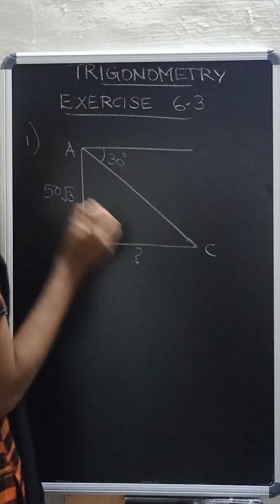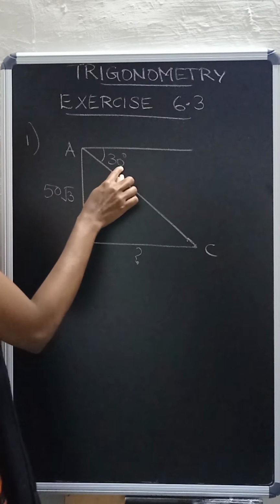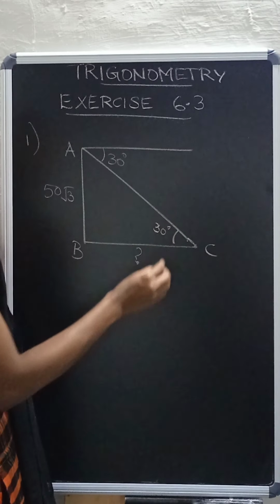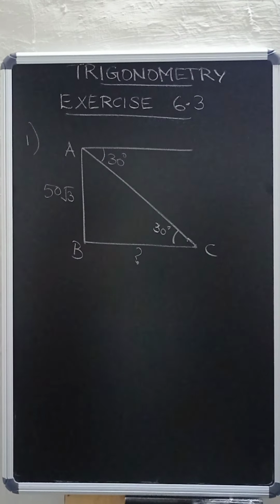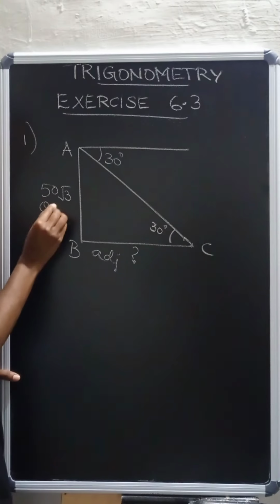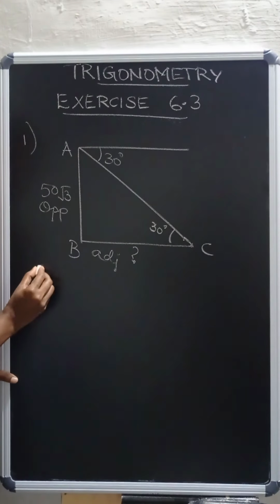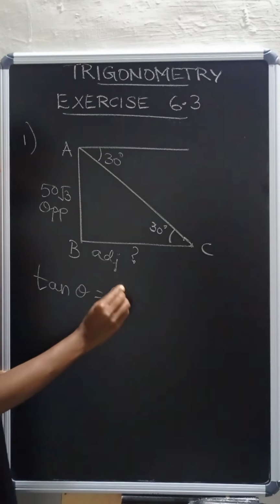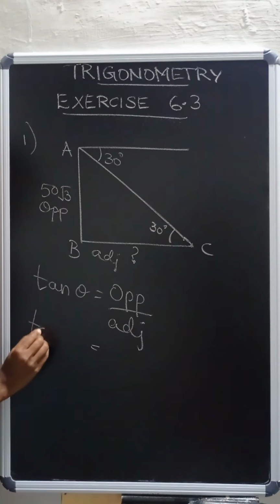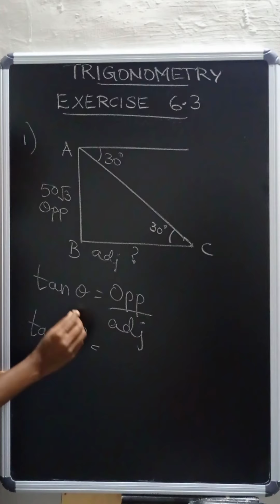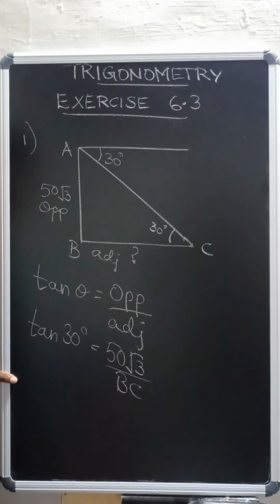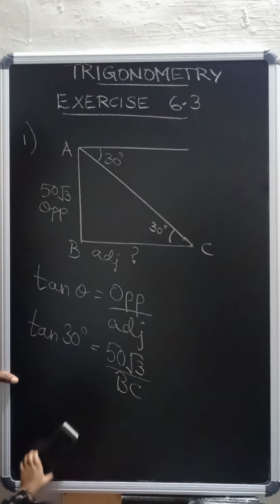So, we need to find what is BC. Since the angle of depression here is 30 degrees, here we will take 30 degrees. Now, you want to find the adjacent, you have the opposite. So, what ratio will you take? Tan theta. Tan theta is equal to opposite by adjacent. So, tan 30 degrees is equal to 50√3 divided by BC.